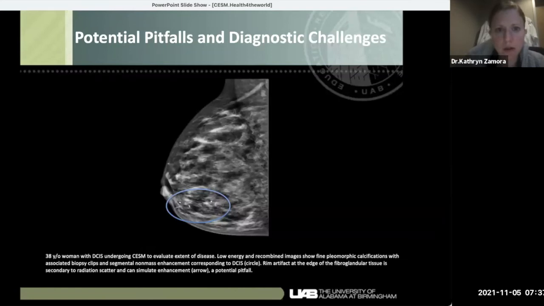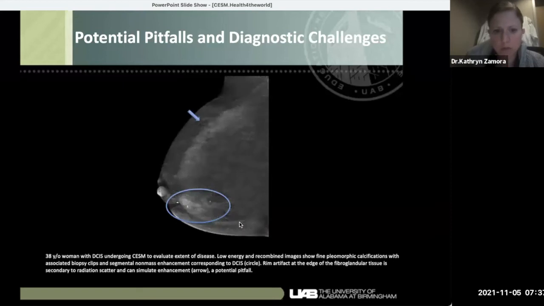Here is another potential pitfall. This is a 38-year-old woman that had a DCIS and underwent contrast enhanced mammography for extent of disease due to her young age and her breast density. You can see here she has multiple clips circled here. This is kind of her extent of calcifications, which probably are not projecting very well, but this is where her disease was. We wanted to image to see if there's any more disease, and you can see the subtle non-mass enhancement as you would expect for DCIS in this patient, localized to the area of concern.